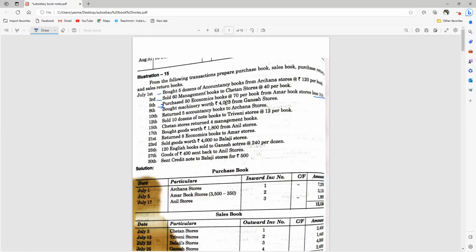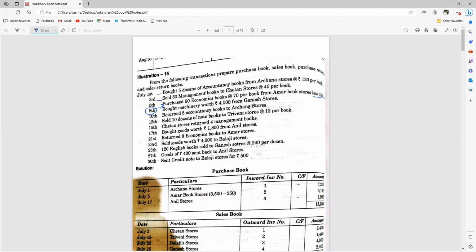Next, bought machinery worth rupees 4,000 from Ganesh stores. Here machinery has been purchased. Machinery is an asset, and we are not recording cash transactions and asset transactions in the books of purchases, sales, purchase returns and sales returns unless it is a furniture business. But here it is not a furniture business. It looks like a bookstore, a stationery store. So buying machinery is an asset, so we are not recording the transaction in the purchase book.